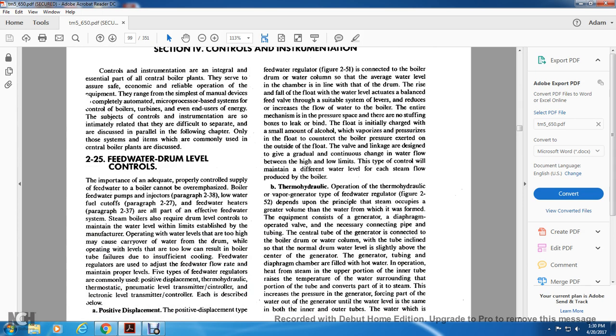Thermohydraulic. Operation of a thermohydraulic vapor generator feed water regulator, figure 252, depends on the principle of steam occupying a greater volume than the water from which it is formed. The equipment consists of the generator, diaphragm, operating valve, and the necessary connecting pipe and tube. The central tube of the generator is connected with the boiler drum water column. The tube is inclined so that the normal drum water level is slightly above the center of the generator. The generator tubing and diaphragm chamber are filled with hot water and operate on heat from the steam. The upper portion of the inner tube raises the temperature of the water surrounding that portion of the tube and converts part of it into steam. This increases the pressure. The generator forces part of the water out of the generator until the water level is the same in both inner and outer tubes.